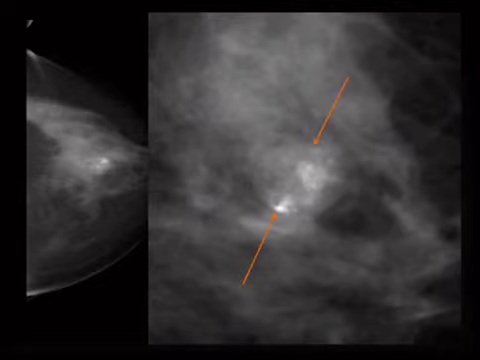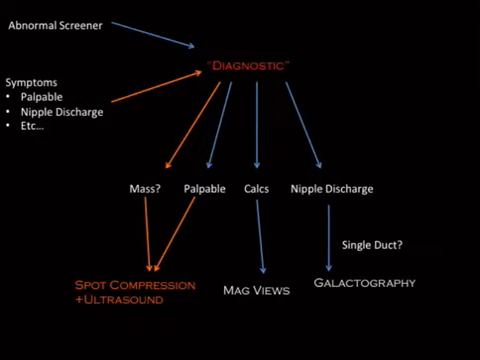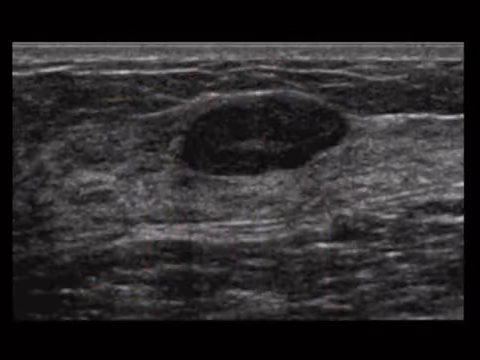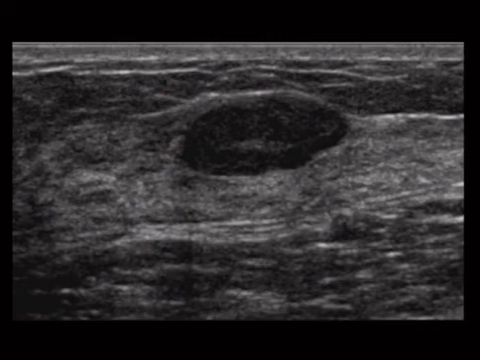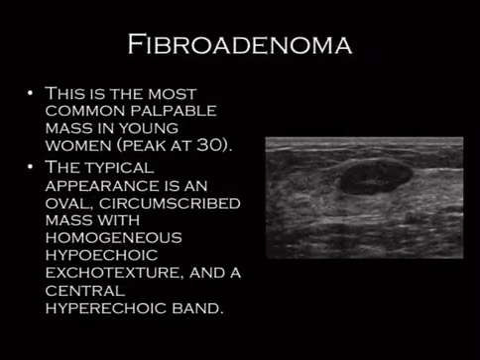Okay, next case. Zooming up here, you can see we've got a round, well-circumscribed mass that has a few coarse calcifications. Remember, anytime we have a palpable finding or a mass, part of the diagnostic workup, that person is going to get an ultrasound. So we do an ultrasound, and this is what you get: oval, circumscribed, homogeneous mass with this central hyperechoic scar. These are all the classic features of a fibroadenoma.